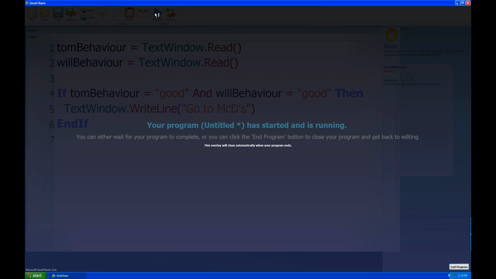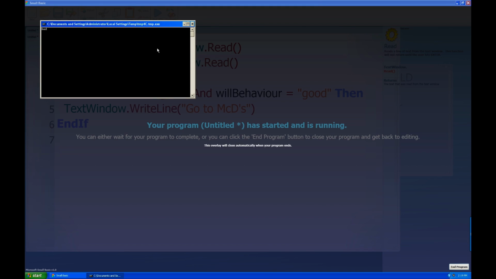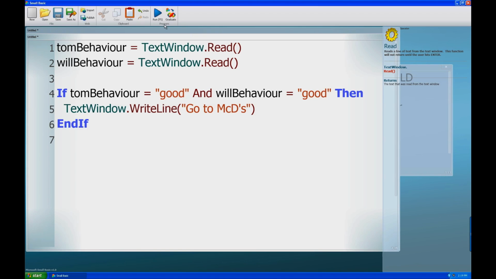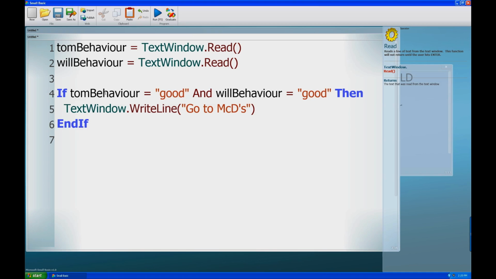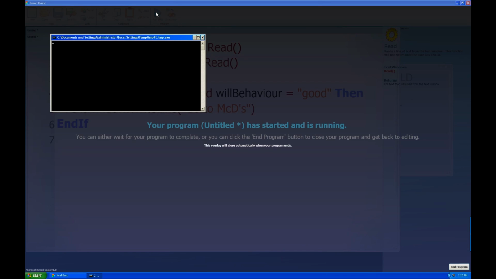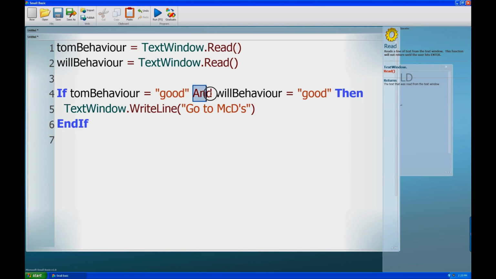So if both of our behaviours are bad, so I was bad and my brother was bad, nothing is written. However, if we run the program again, and my behaviour is bad but his is good, we still find that we can't go to McDonald's. But only if Tom's behaviour is good and Will's behaviour is good. See if we can get to McDonald's this time. Sure enough, we get to go to McDonald's. So this is how the AND statement can be used to check that two things are true.